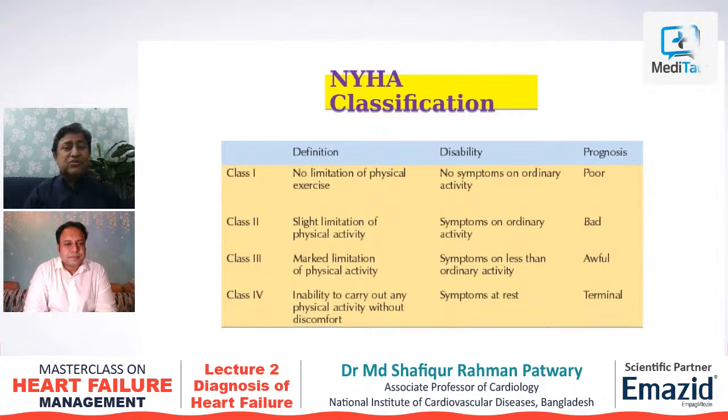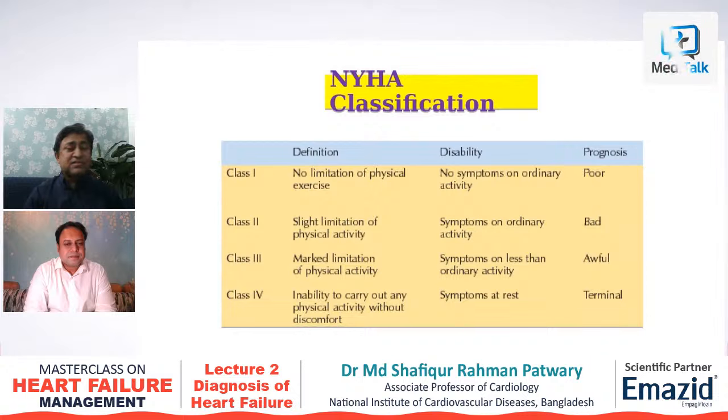Class 1, no limitation of physical exercise, no symptom on ordinary activity. In this group of patients, prognosis is poor. Class 2, slight limitation of physical activity, symptom on ordinary activity, prognosis bad. Class 3, marked limitation of physical activity, symptom on less than ordinary activity. Class 4, inability to carry out any physical activity without discomfort. The patient has symptoms at rest, this is a very bad situation, class 4.